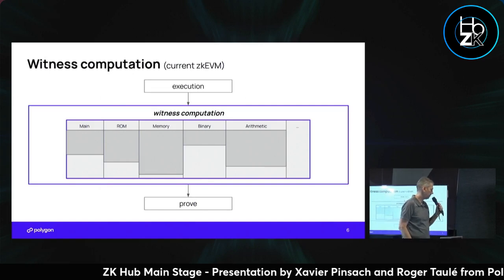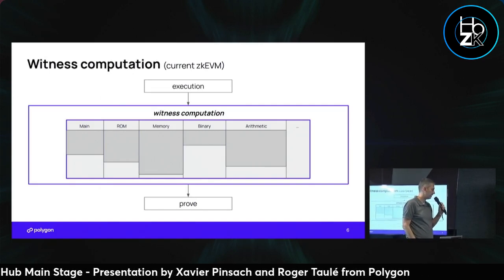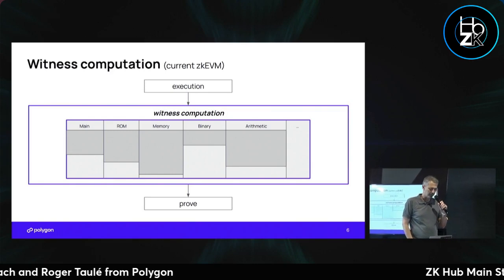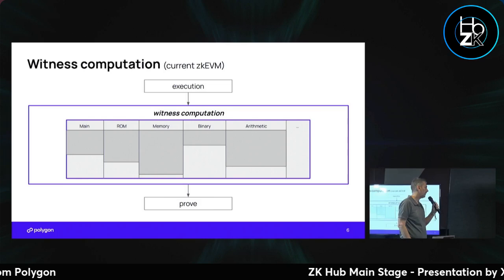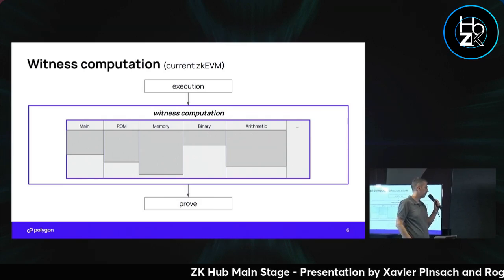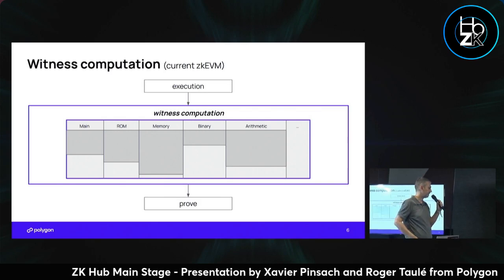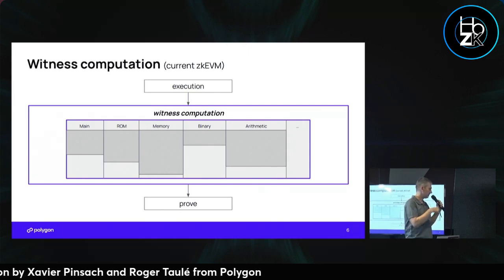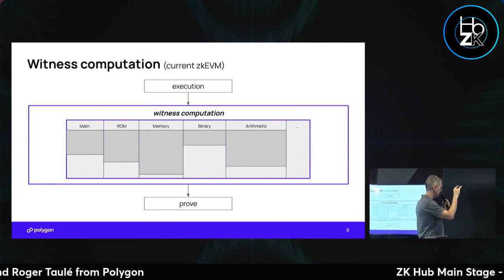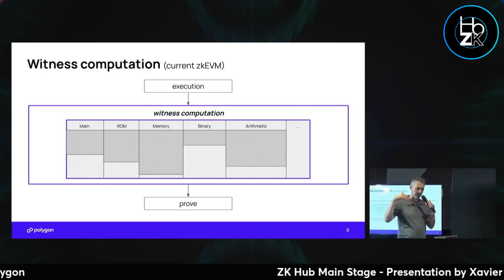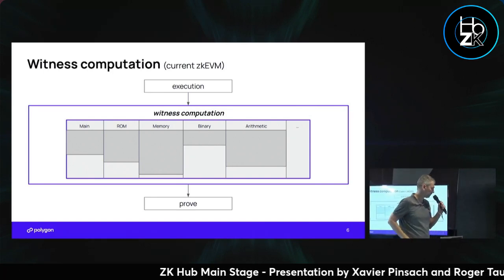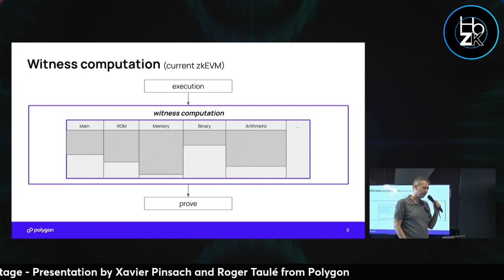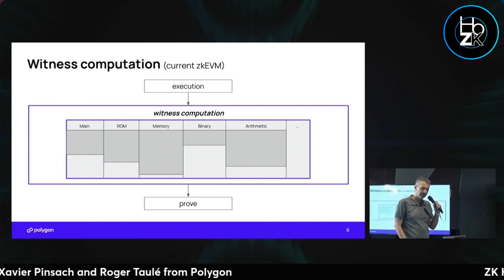If we dive into the witness computation part, this is a sketch of the witness computation of the current Polygon ZKVM, where we have a big matrix, a big buffer, where we store all the related data of all the state machines that are computed inside the ZKVM. These are examples: the main traces, the ROM traces, the memory, the binary, the arith, or all the other Keccak.